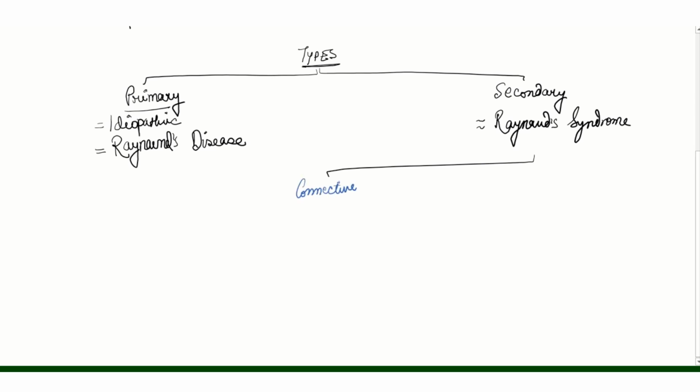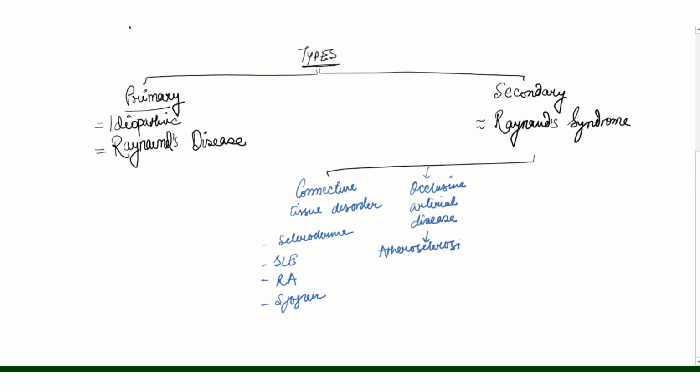Most commonly it is due to connective tissue disorders like scleroderma, SLE, rheumatoid arthritis and Sjögren syndrome. It may be also due to occlusive arterial disease as in atherosclerosis, thromboangiitis obliterans or thoracic outlet syndrome. Certain drugs like beta blockers and cocaine can also lead to Raynaud's syndrome.